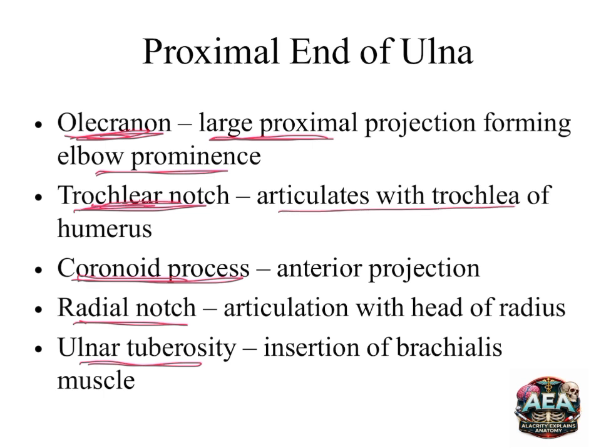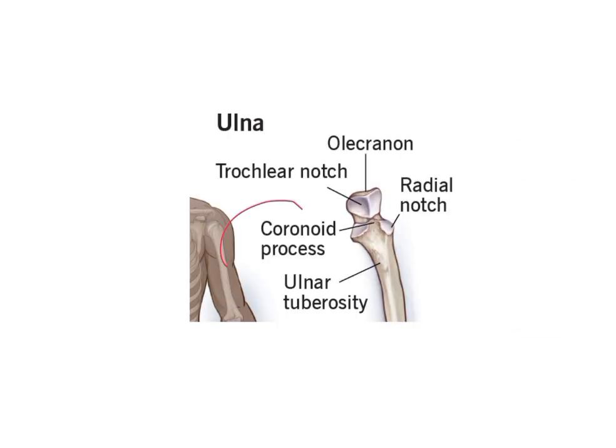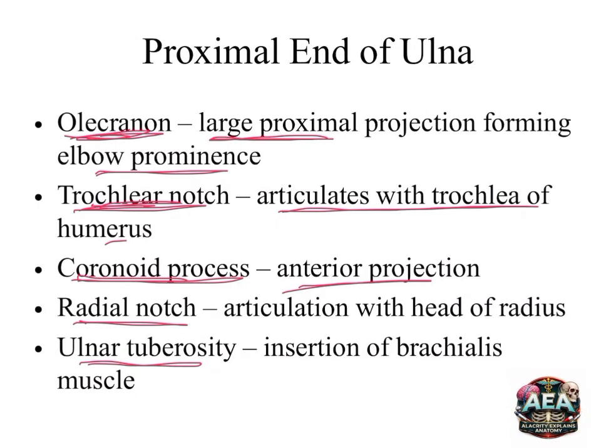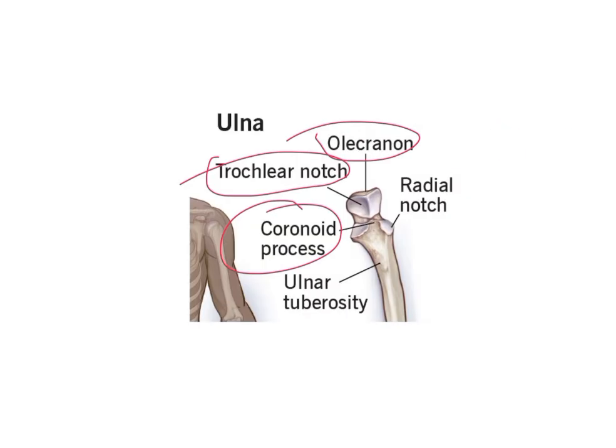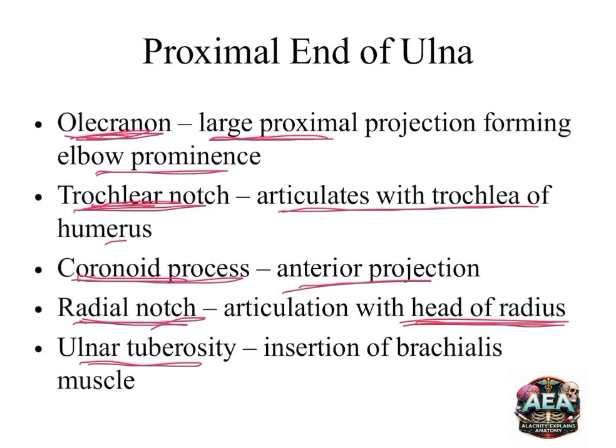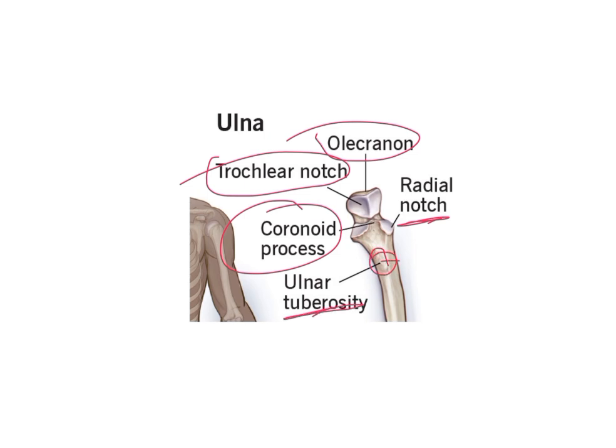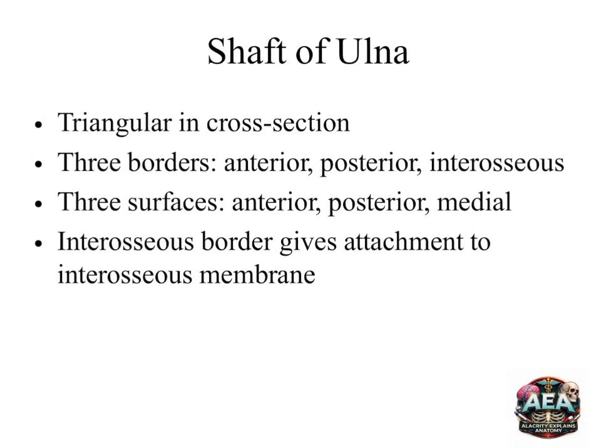That's the trochlear notch, which articulates with the trochlea of the humerus. We have the coronoid process, an anterior projection. This is our olecranon. This is our trochlear notch. We also have the radial notch that articulates with the head of the radius. So a radial notch here. And we have the ulnar tuberosity, which is the site of insertion of the brachialis muscle.